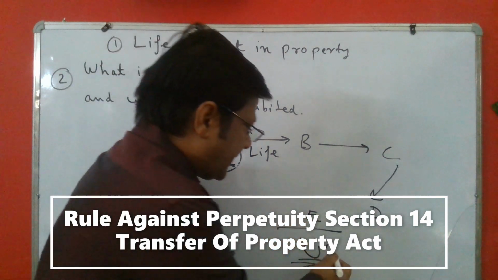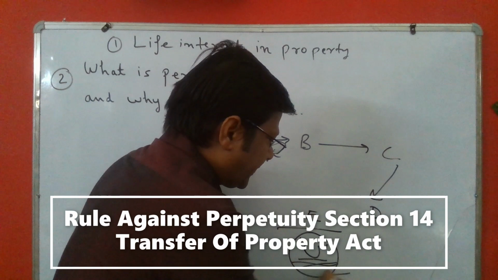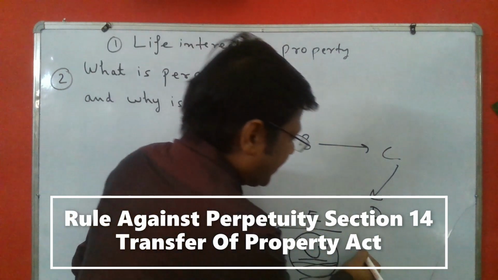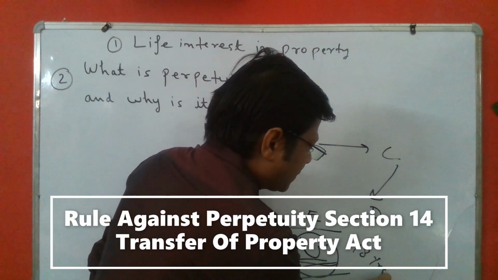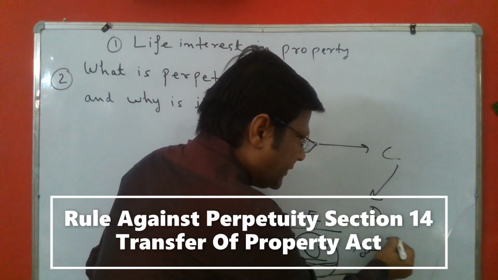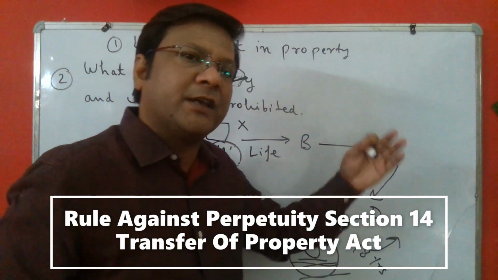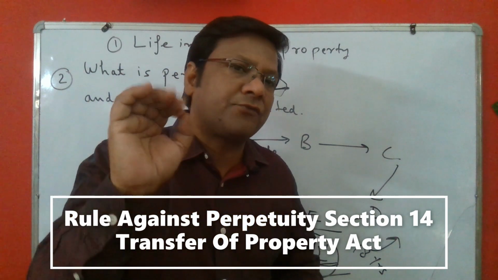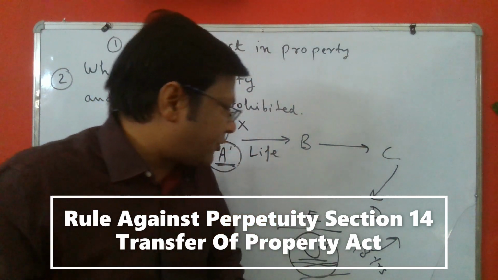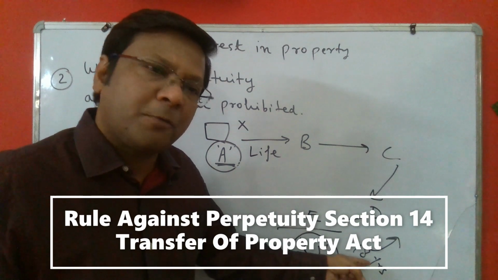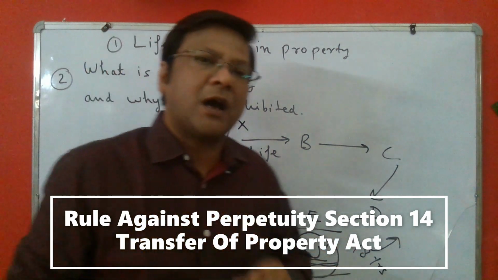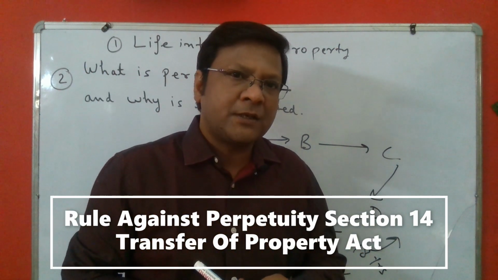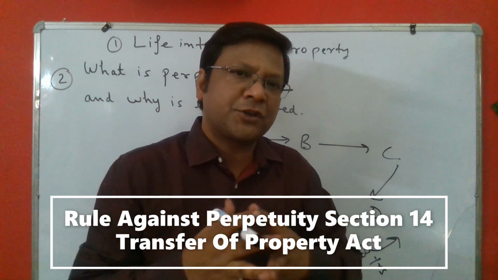Now he will get the property absolutely once he attains the age of say 18 years or lesser than this, 17 years, 15 years, 10 years, 8 years, that is fine. But that is the extent which section 14 tells us, that it cannot be beyond this period and it cannot be life interest in the favor of unborn person. So that is a brief discussion about section 14.